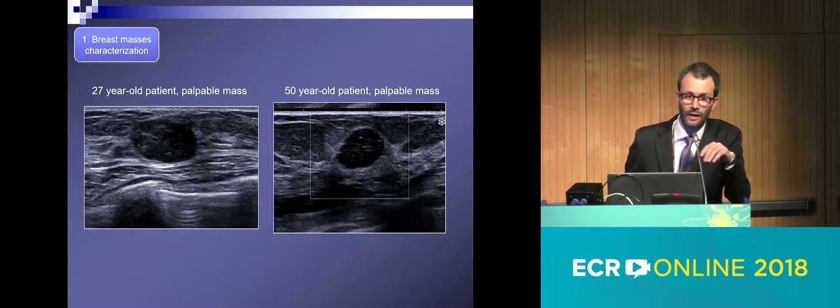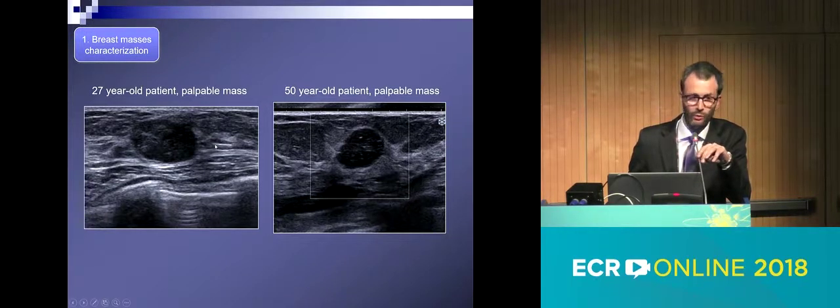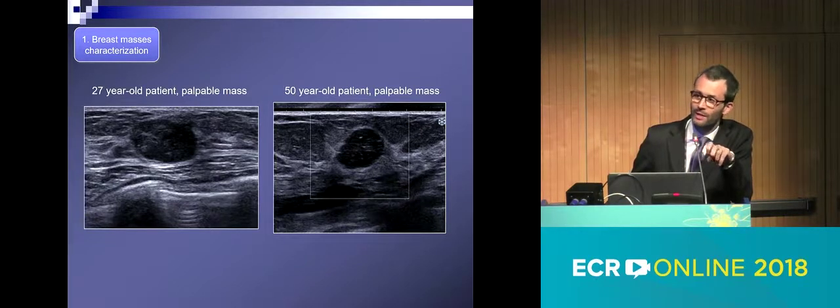This is a clinical case to illustrate these results, and you can find here two different patients with two palpable masses. Here, a 27-year-old patient with a palpable mass, and here, a 50-year-old patient. And I tell you that in these two lesions, there is one cancer. So I don't know if from where you are, you can know where the cancer is.